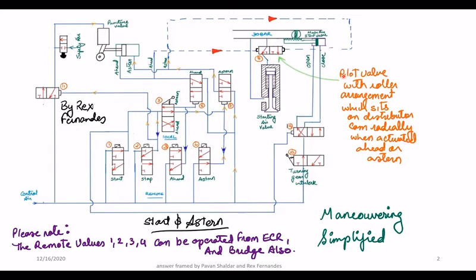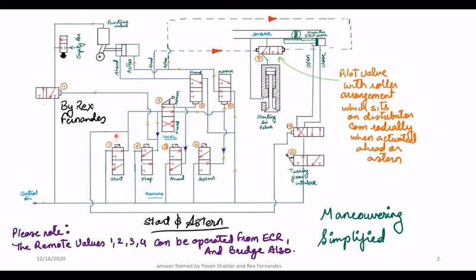So here I have written, you can see, pilot valve with roller arrangement which sits on the distributor cam radially when actuated ahead or astern. Okay, so some things you should note: the remote valves 1, 2, 3, 4 can be operated from ECR and bridge also. So 1, 2, 3, 4. Now in this answer, as we are saying, we have operating from the bridge. So if you're operating from the bridge, you have to mention that these are remote valves from the bridge.